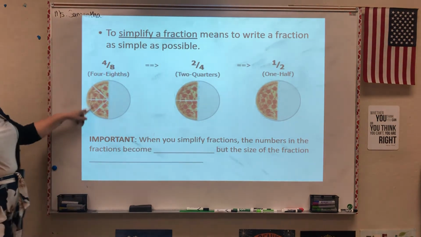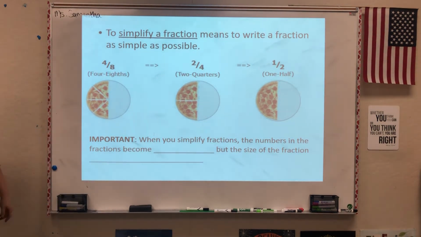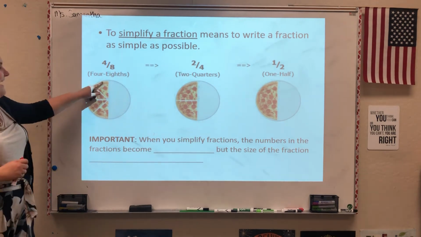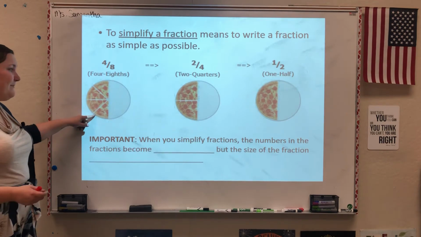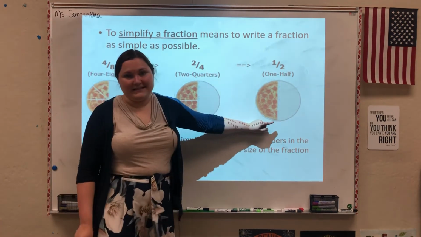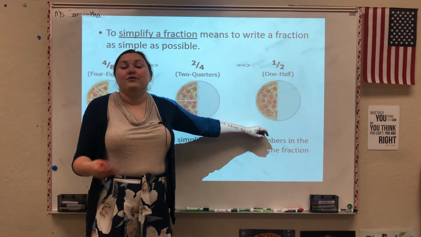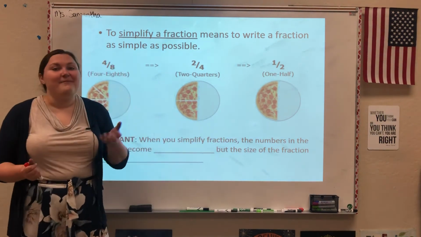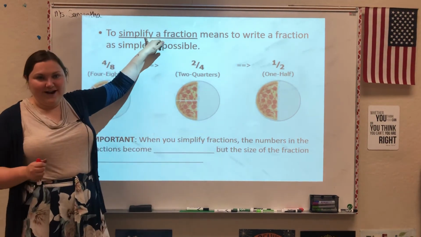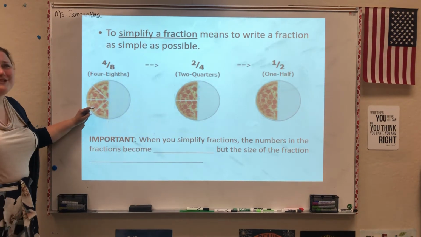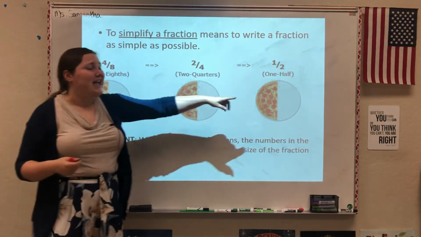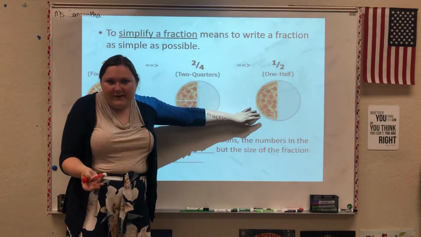So earlier we had looked at a picture of 4/8 of a pizza. And usually when I have this picture in class, students will very quickly point out, well, 4/8 of a pizza, that's just the same thing as half of a pizza. If you're thinking that same thing, you are automatically simplifying a fraction. Why would we want to say 4/8 of a pizza when it's so much easier to picture in your head half of a pizza? That's why we simplify fractions.